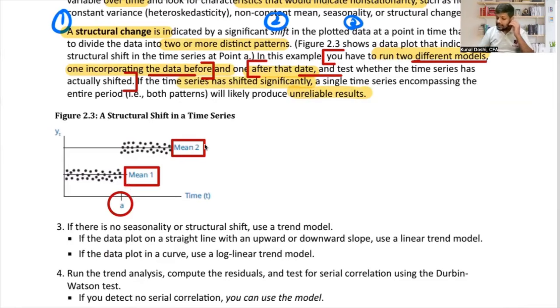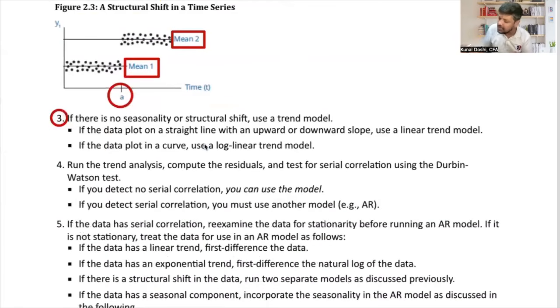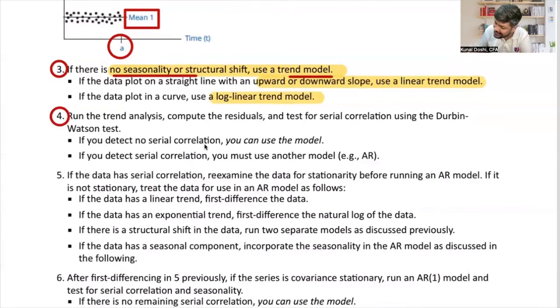Correct? Same way, we will detect for seasonality. As I said, seasonality is when there is a pattern, right? If there is a pattern, you will add a seasonal lag. Correct? So if there is no seasonality, however, then you can use the model easily. Then you have to decide whether it's upward or downward, meaning it's linear or log linear. If there's no seasonality, go ahead. It's a trend model. You can use linear or log linear. You can decide. Next, run the trend analysis, compute the residuals, and test for serial correlation.